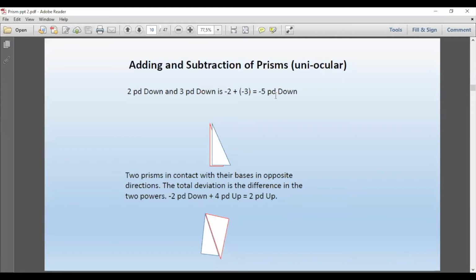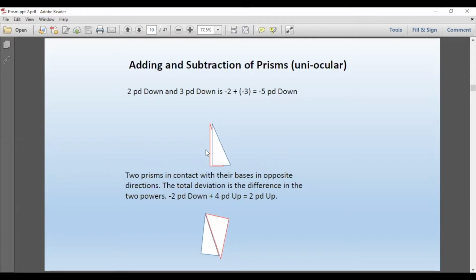There's no rocket science over there. Now, with 2 prisms in contact with their bases in opposite directions, the total deviation is the difference of the 2 prisms. In other words, I've got a -2, which is base down, and I've got a +4, which is base up. So in this case, it's going to be the difference, which is 2 base up. So this is straightforward. Nothing complicated about this.